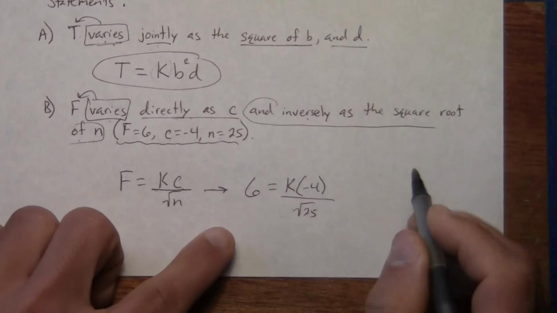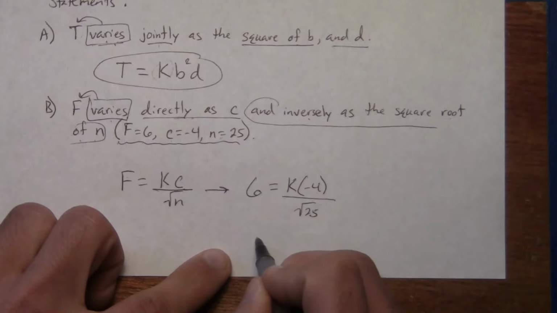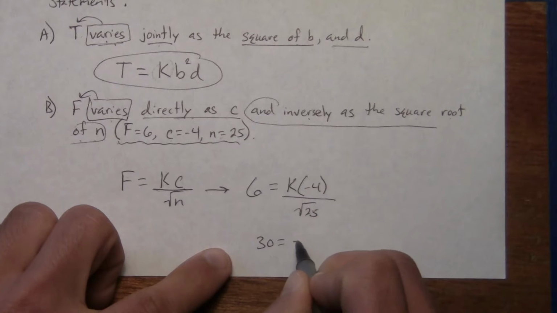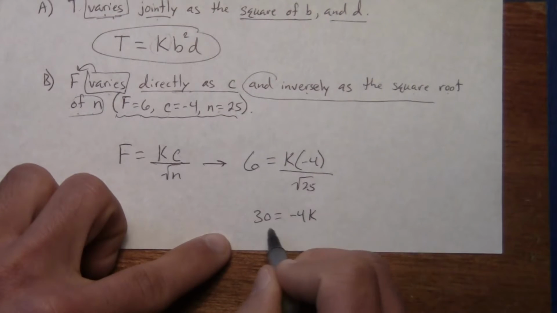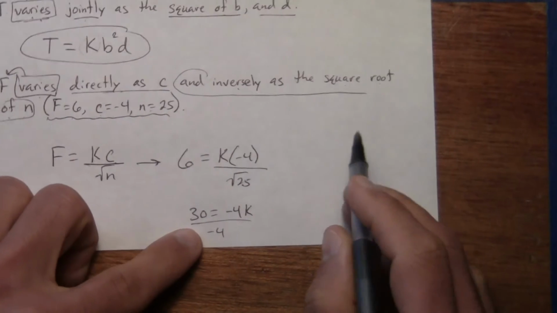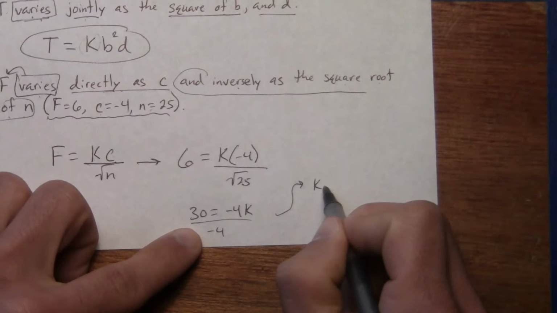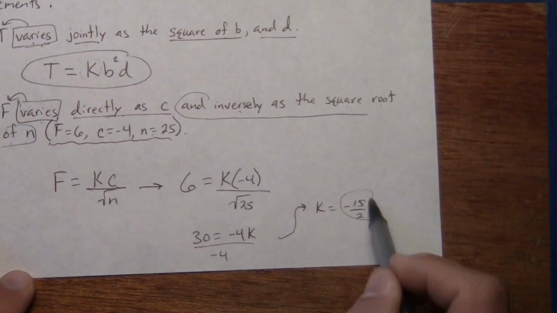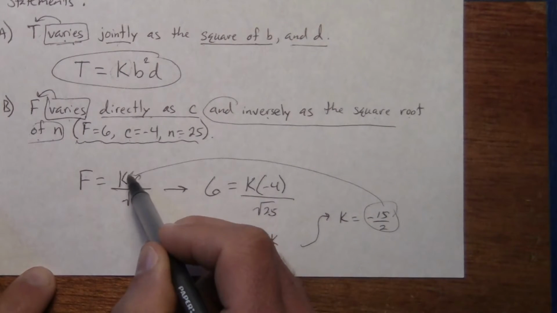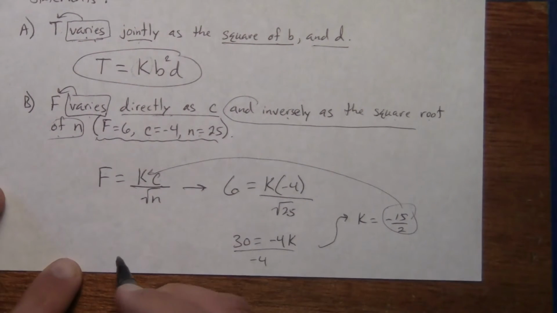And then up to you how you want to go about solving it. I know that's 5. Maybe I cross multiply and say it's 30 is equal to negative 4 times k. Divide both sides by negative 4 and make sure that you do simplify when you do that. So we are saying that our k value is equal to negative 15 halves. And now I'm going to take that number and just substitute it in for k. And that would give me my final answer.